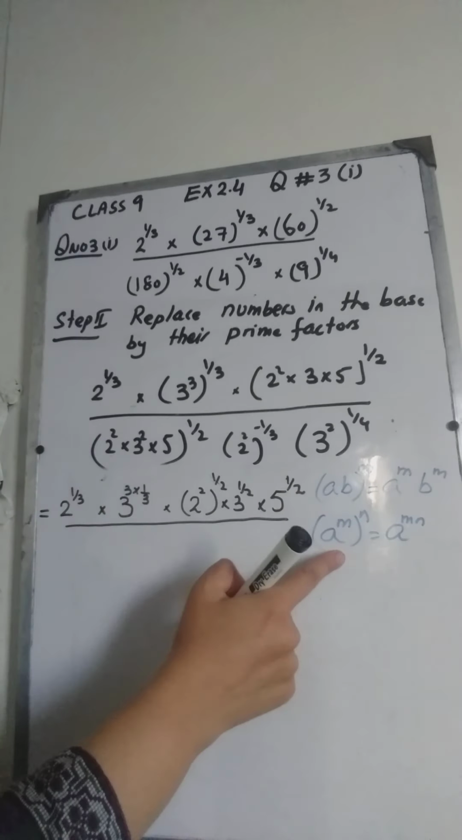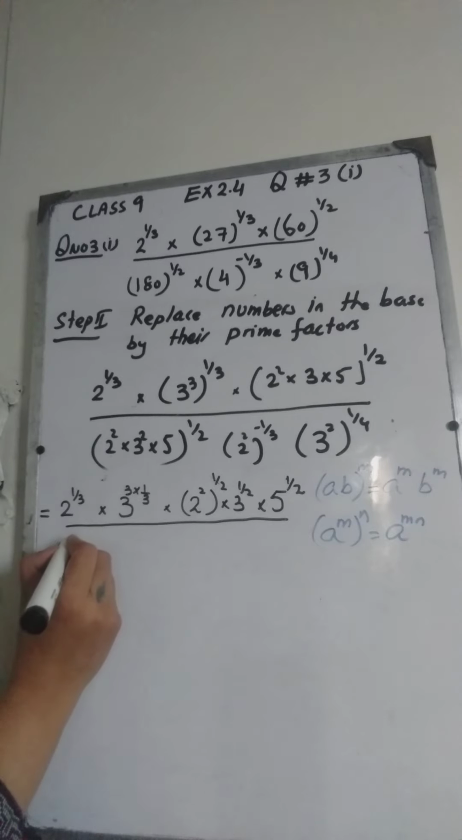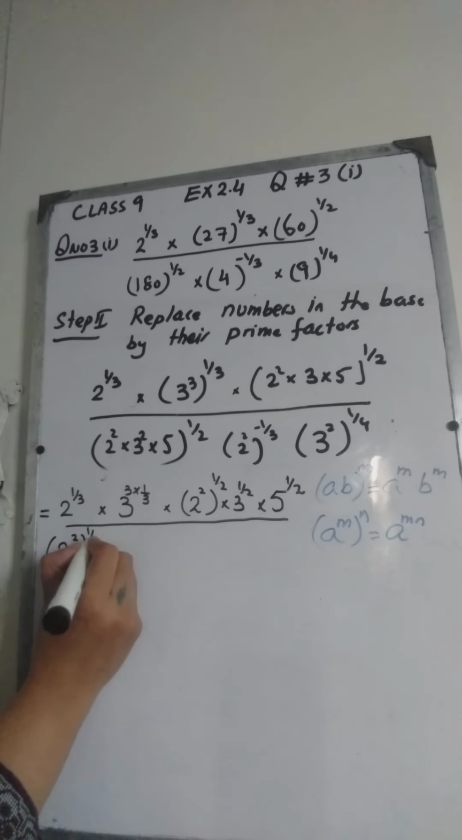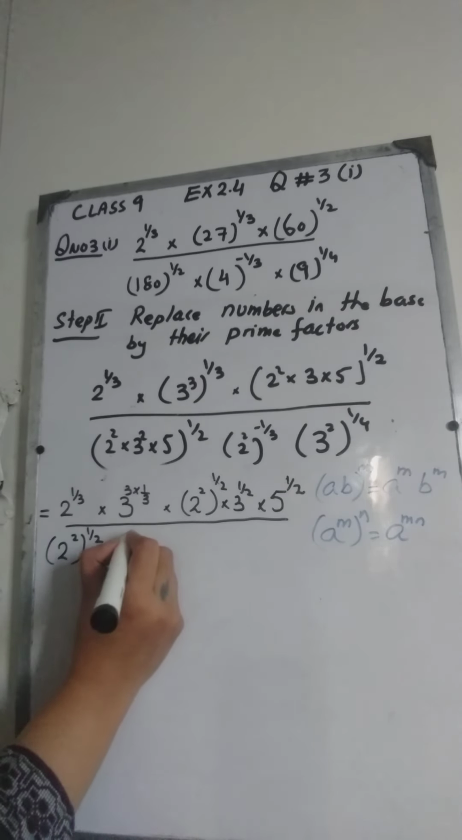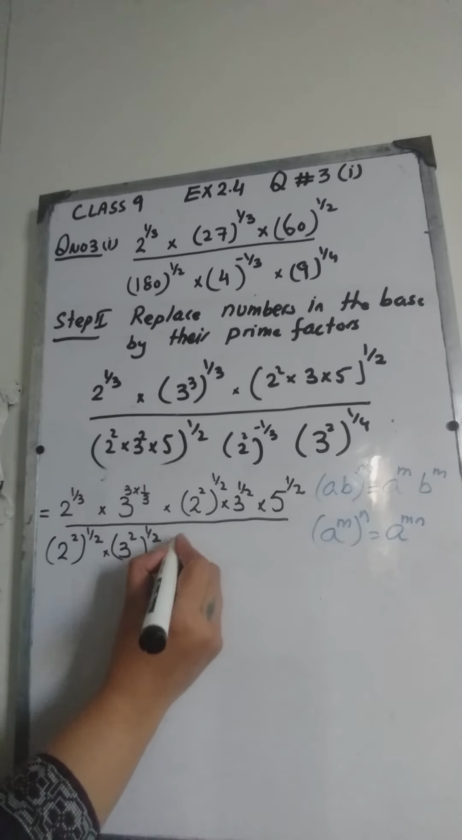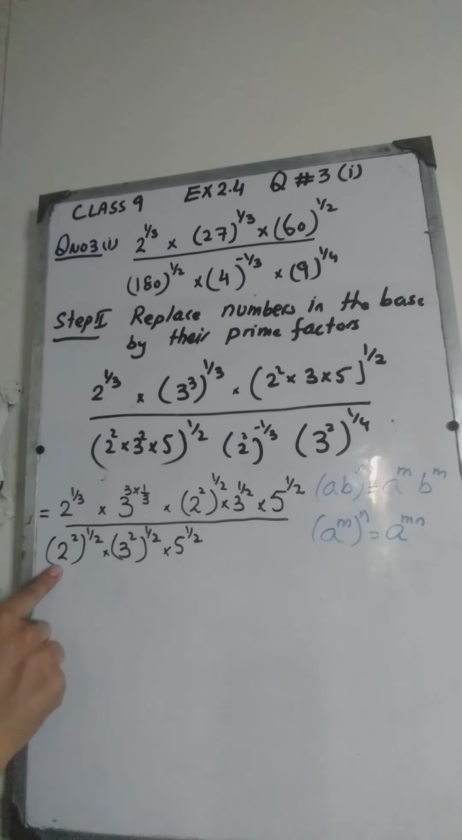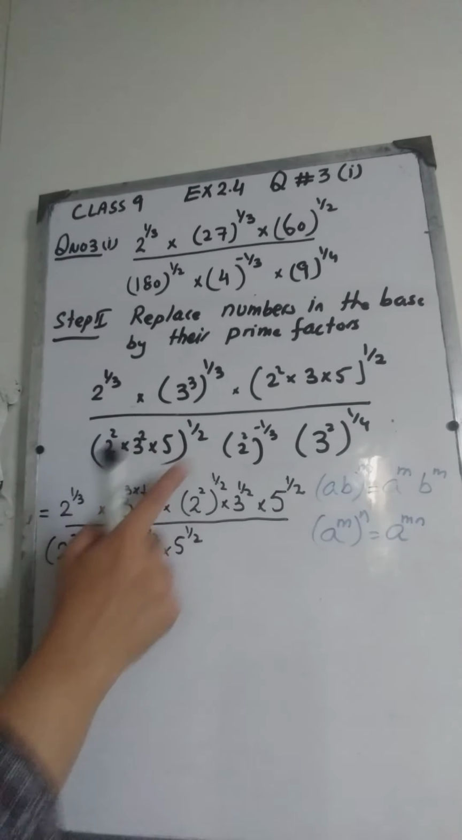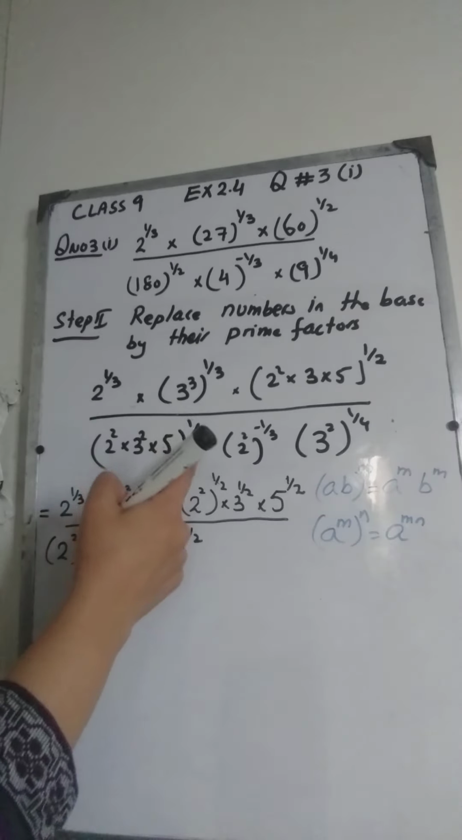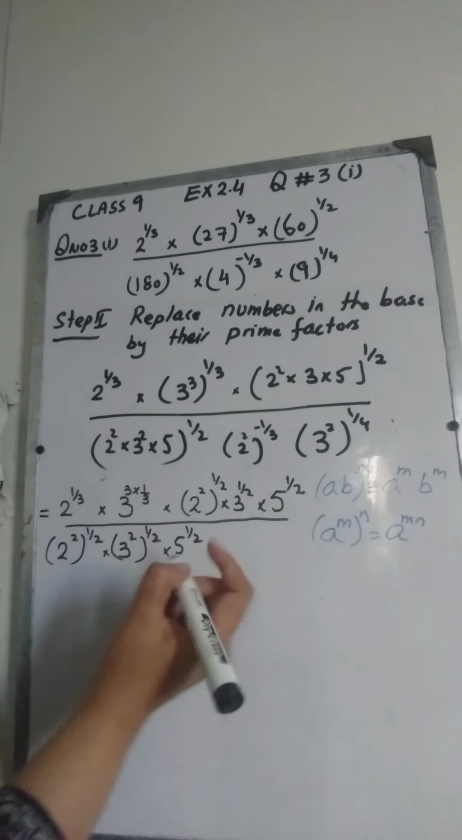Now again applying this law on this bracket, what we get is 2 square raised to a power 1 by 2, 3 square raised to a power 1 by 2, and 5 raised to a power 1 by 2. We are applying the power 1 by 2 on each and every element of this bracket.